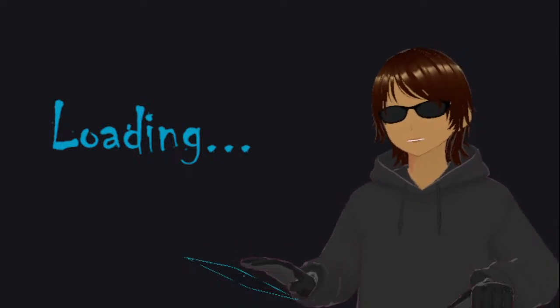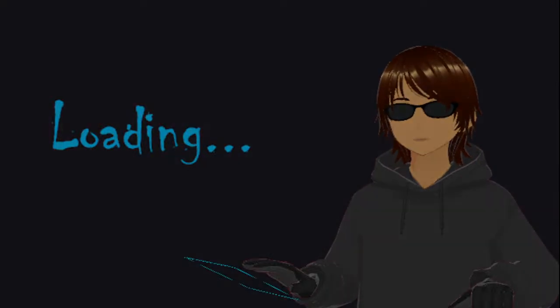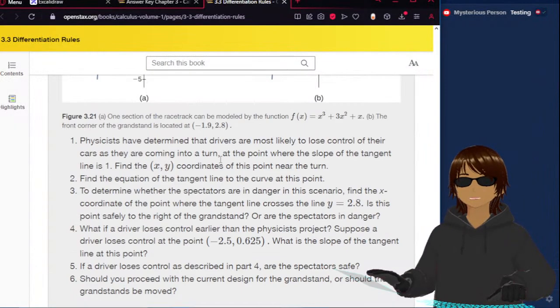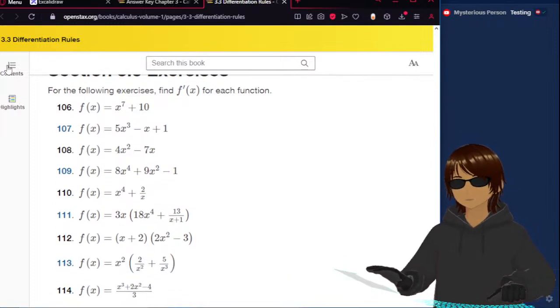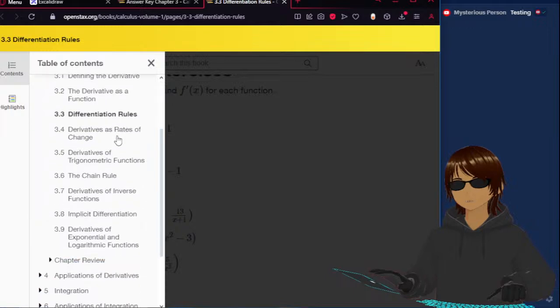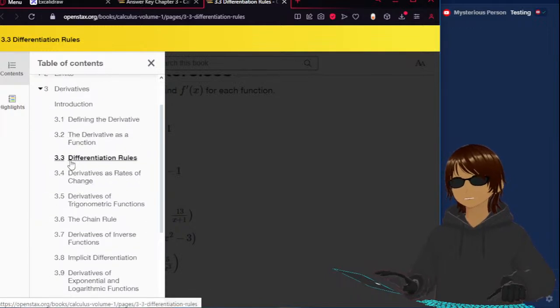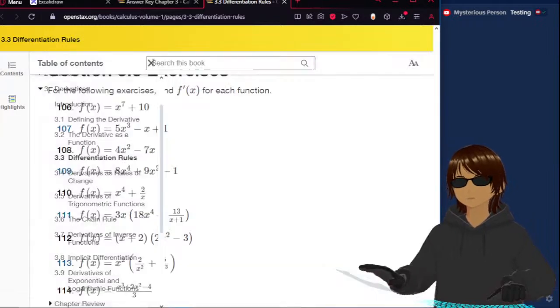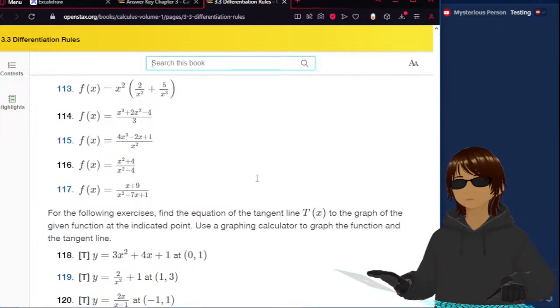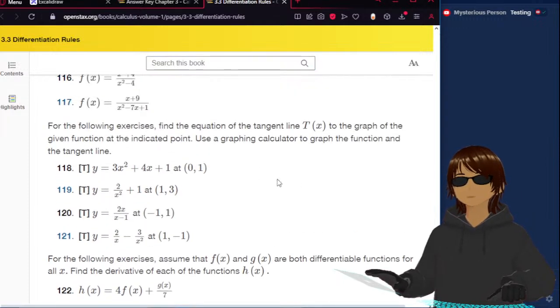Okay, let me change to full screen. Okay, so I was doing section 3.3 exercises. Let me just show the contents. So I was doing differentiation rules. I think I'll do questions of this one and then these two chapters. I want more short form questions, not the ones that take too long.